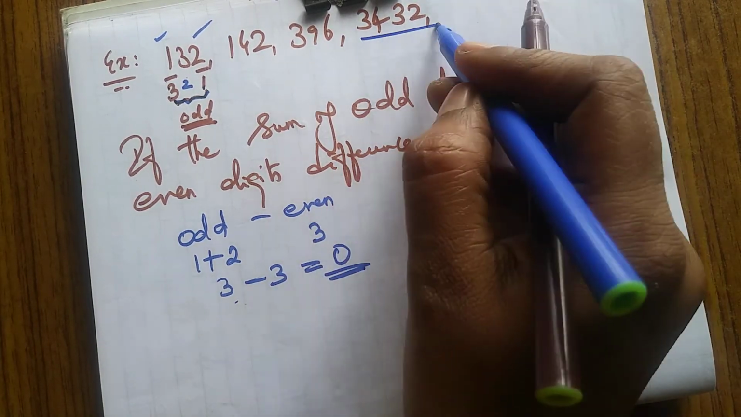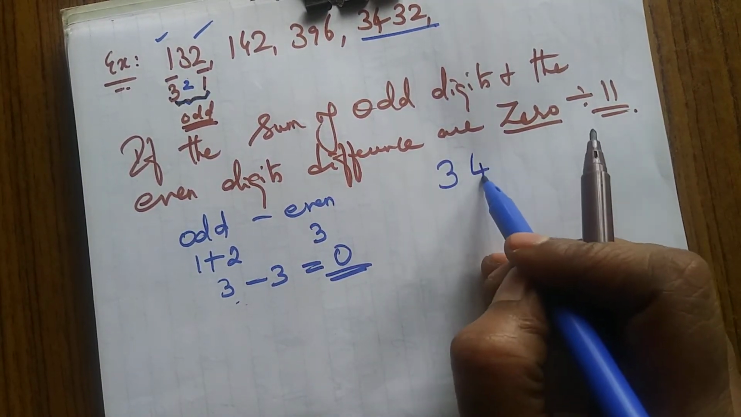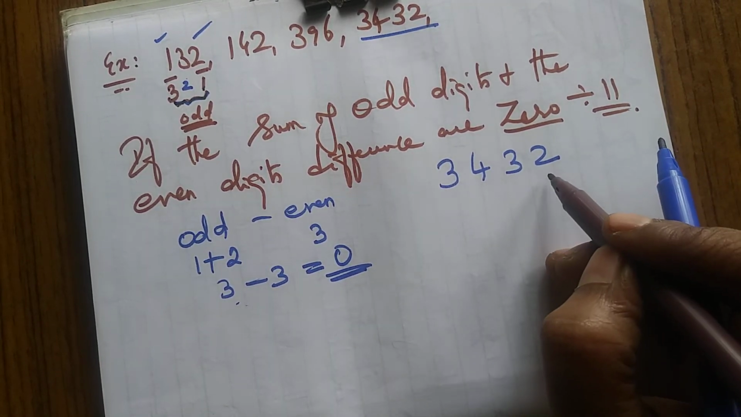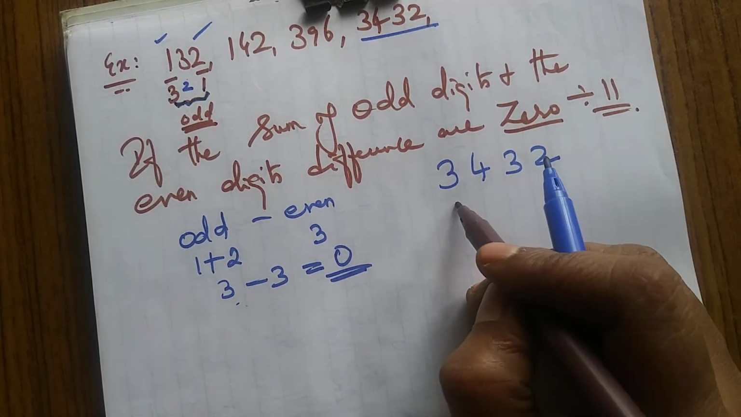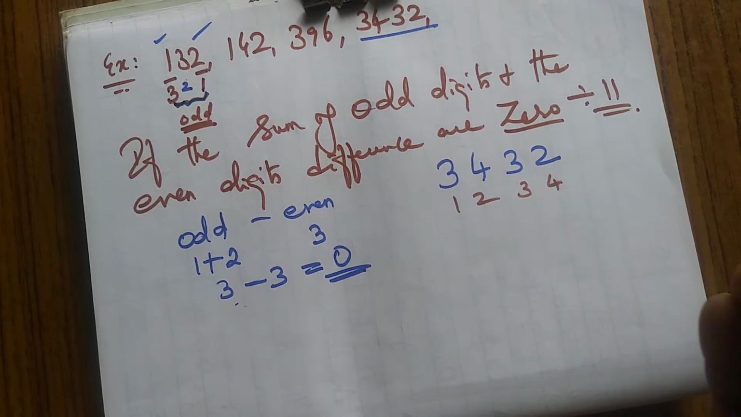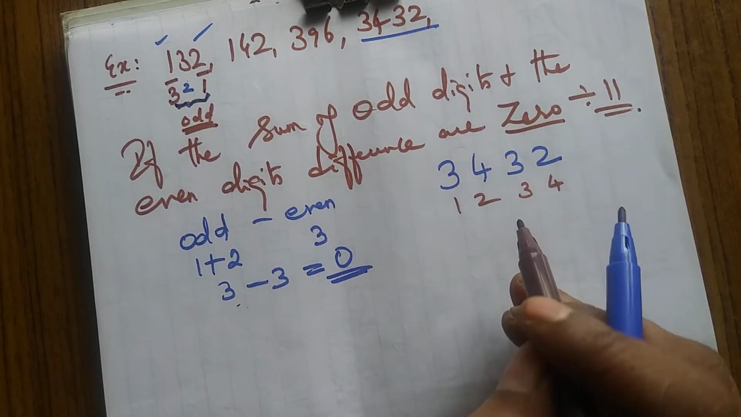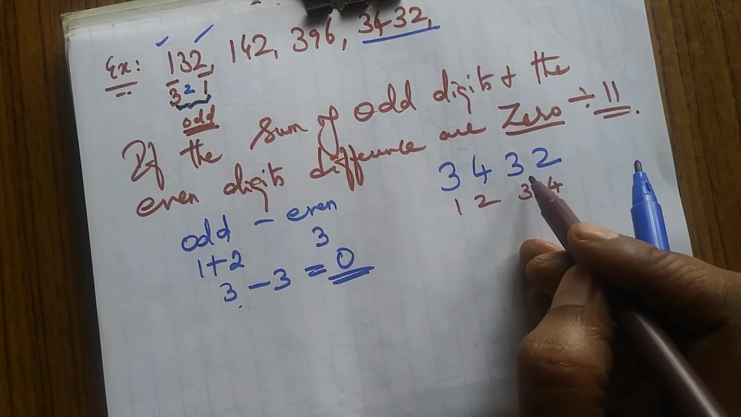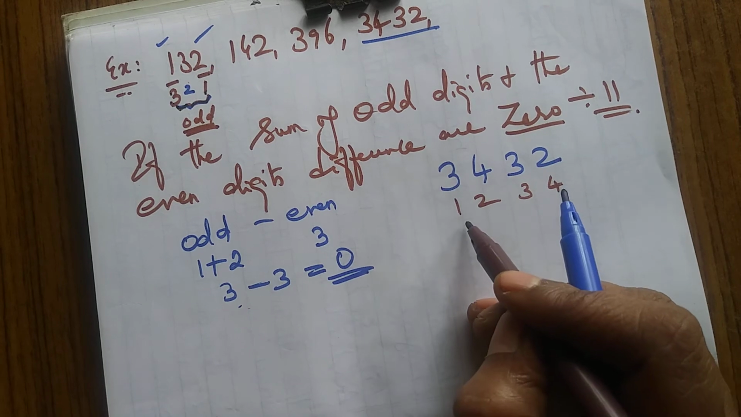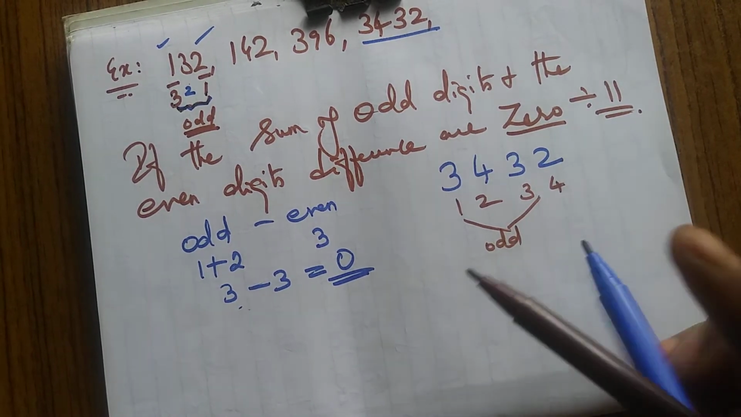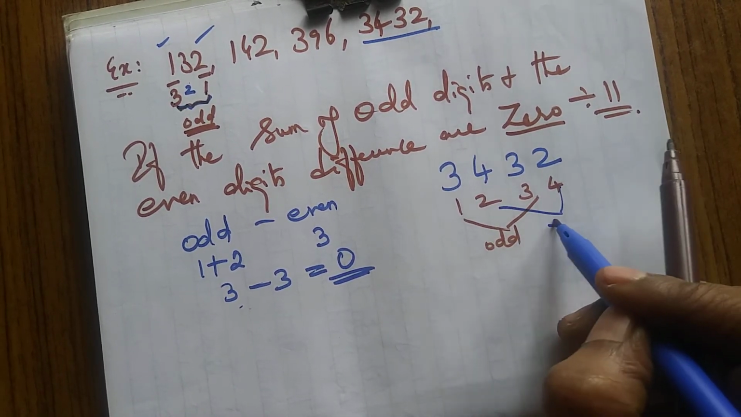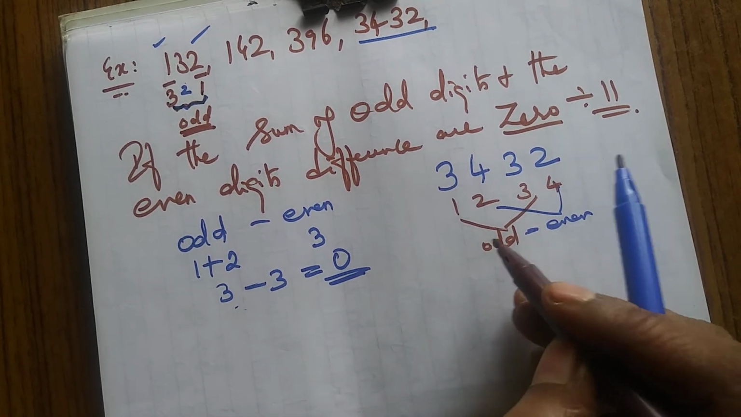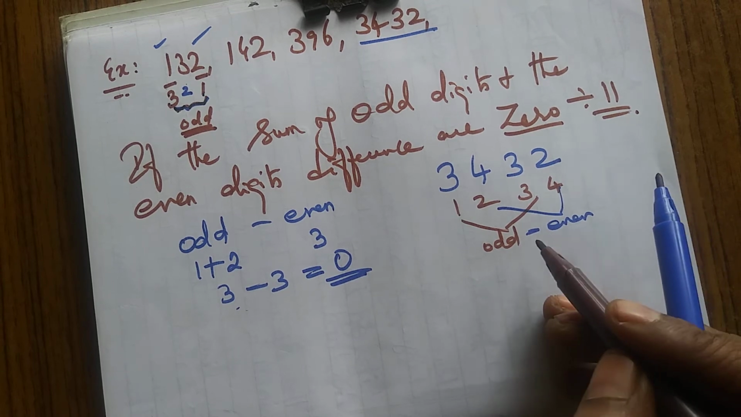Shall we check with the other number? 3, 4, 3, 2. Again, what are all the digits? Place the digits of this 4 digit number as first, second, third, fourth. Now check the odd positions. Here these two are odd and these two are even. Now we are going to find the difference between the odd and the even. If it is 0, then the given number is divisible by 11.